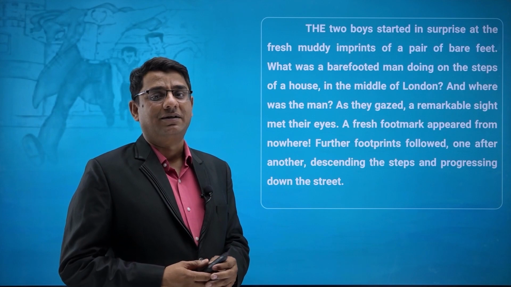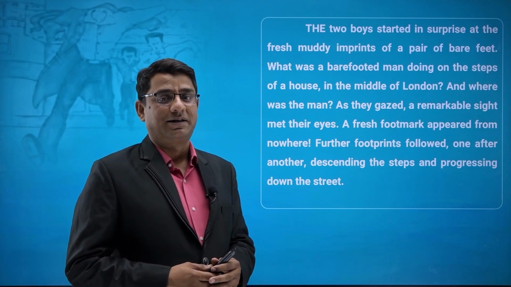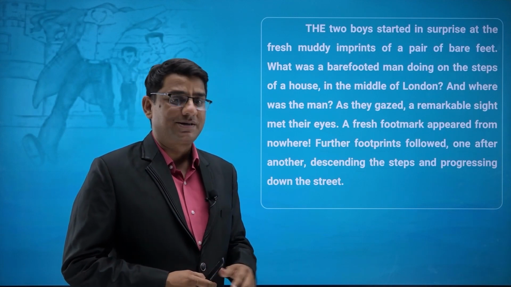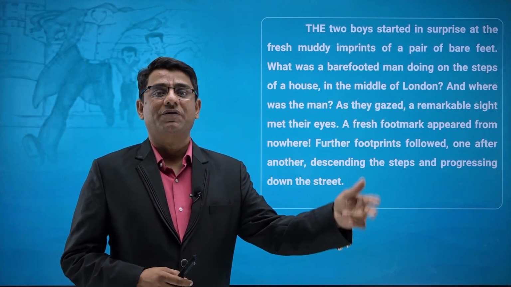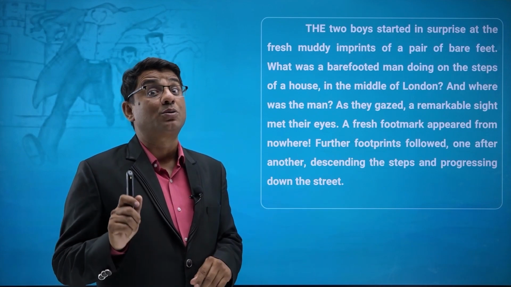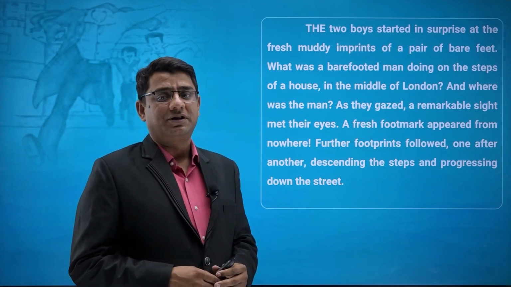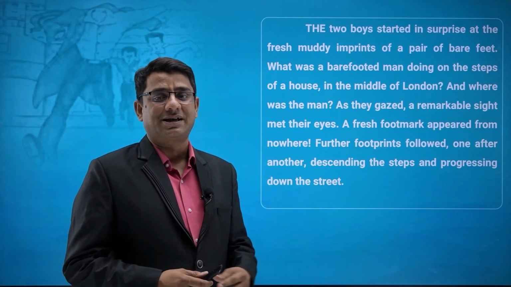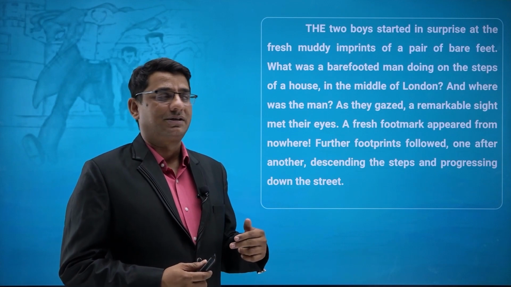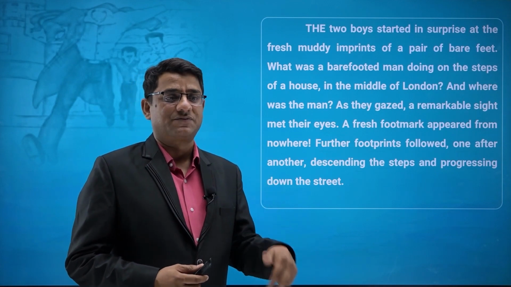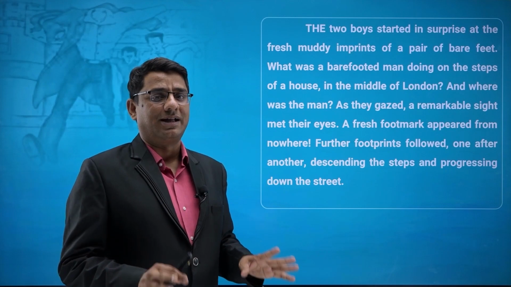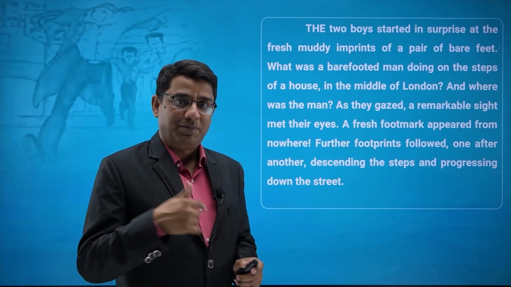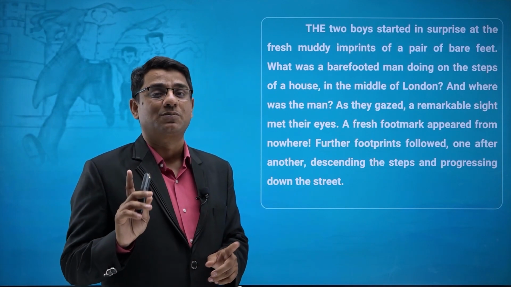And where was the man? As they gazed, a remarkable sight met their eyes. A fresh footmark appeared from nowhere, and they were gazing at the footprints, and suddenly they saw the footprints were moving ahead. So they were walking footprints without any person being seen. Further footprints followed one after another, descending the steps, and going down the street, as if somebody is walking down the street. But then there is no figure to be seen. There is no man seen, but the footprints are visible to two small boys.